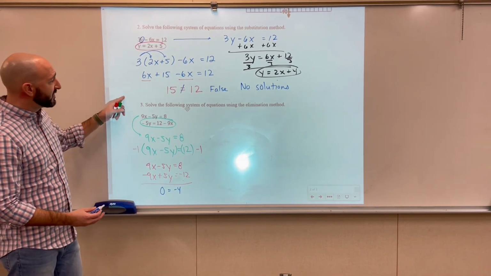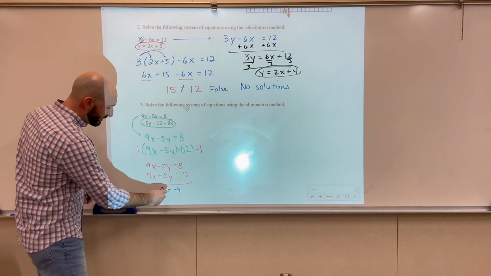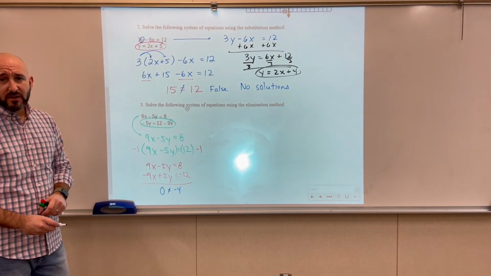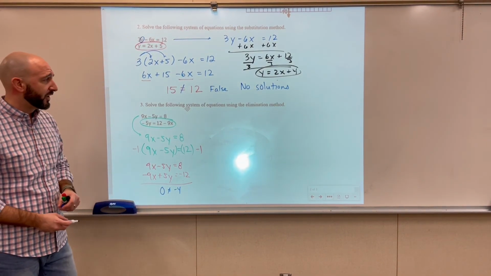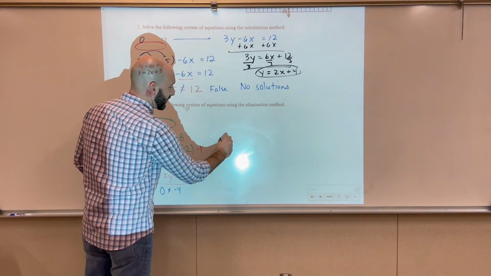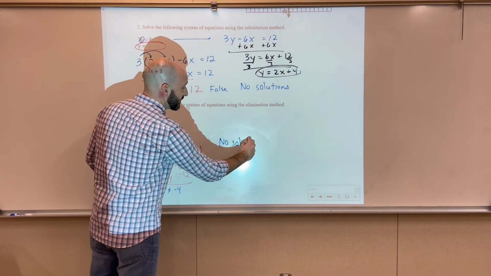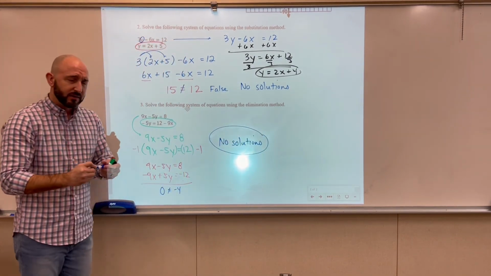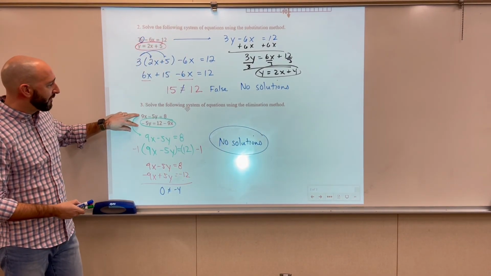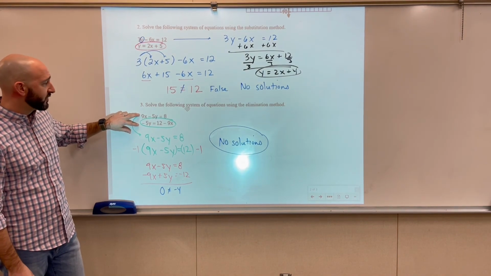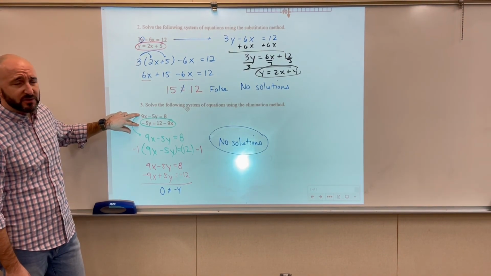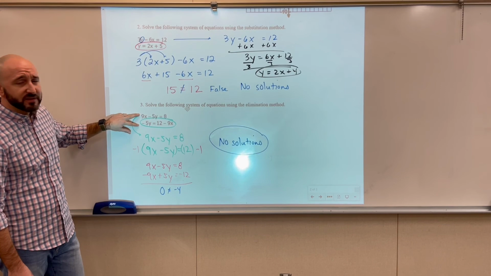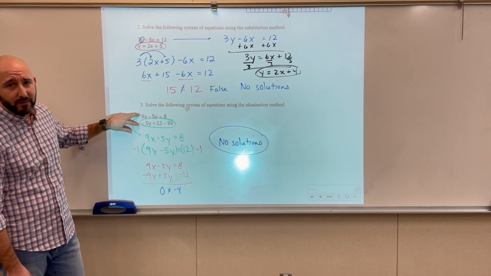So again, very similar to the previous example. 0 does not equal -4, that's a false statement. So this system also has no solutions. And what I would encourage you to do is go ahead to Desmos, graph these two equations, so graph the lines that represent these two equations, and what you're going to see is that those two lines are indeed parallel.